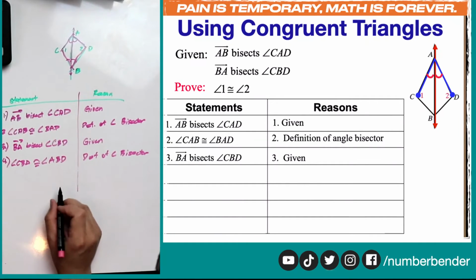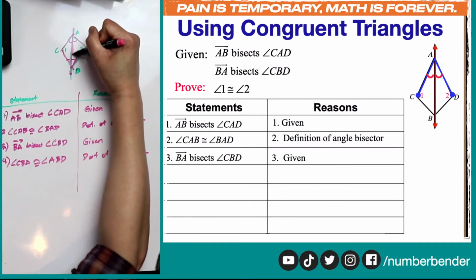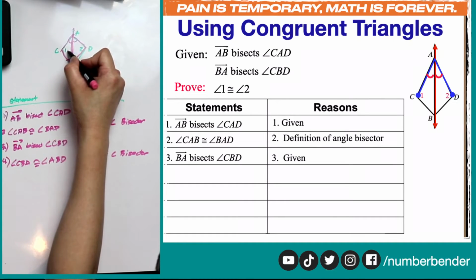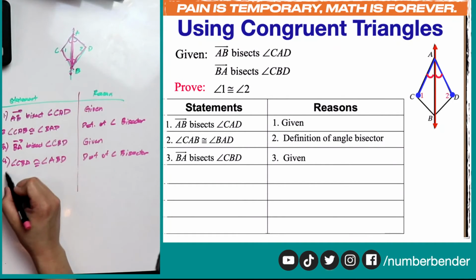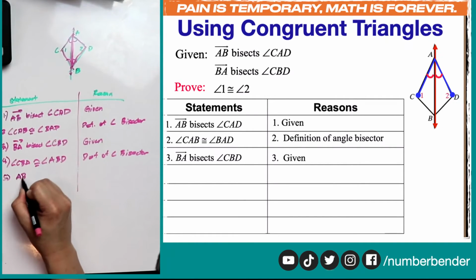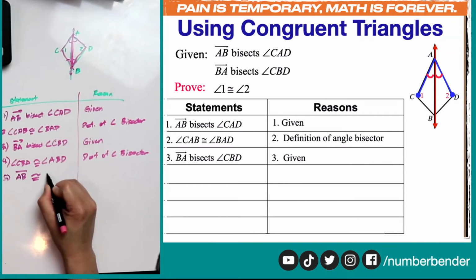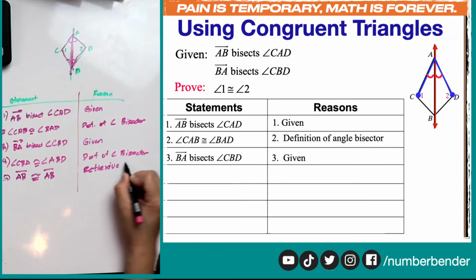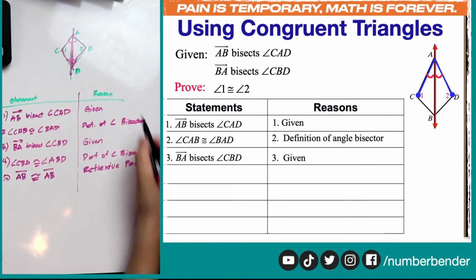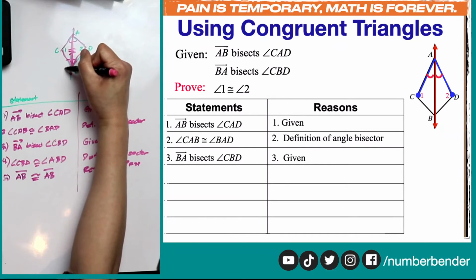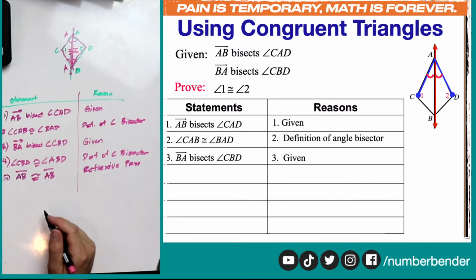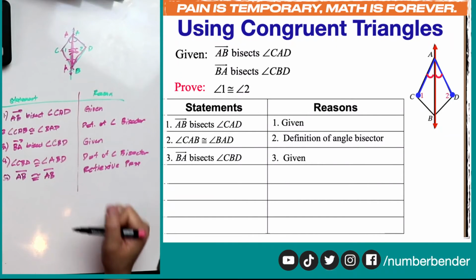So now that we have proven that, let's share that this is common to triangle CAB and triangle DAB. And to be able to do that, we need to use AB or BA congruent to line segment AB using the reflexive property. And by doing this, we have A as a postulate that we can use to prove that we have a congruent triangle.